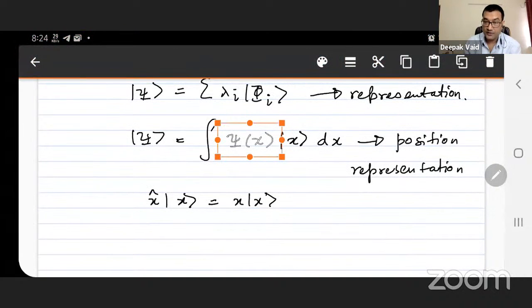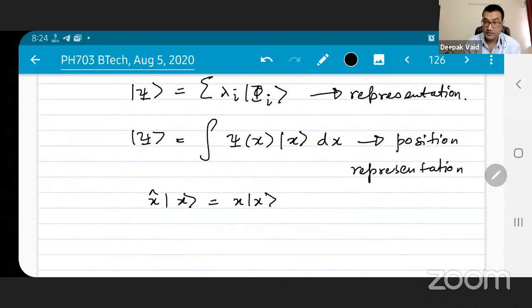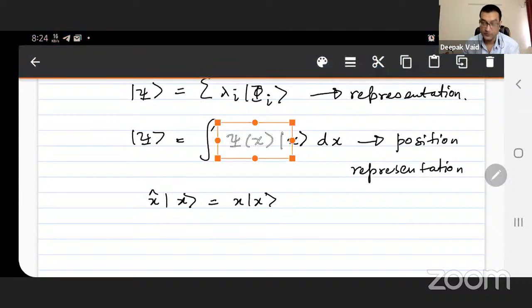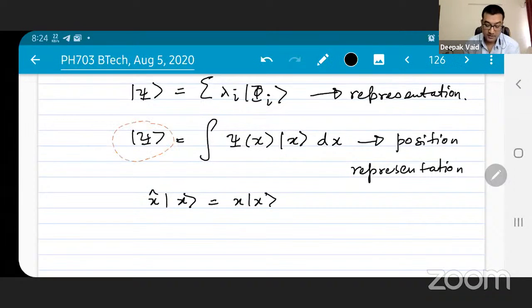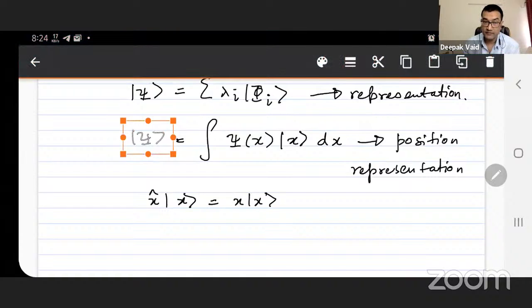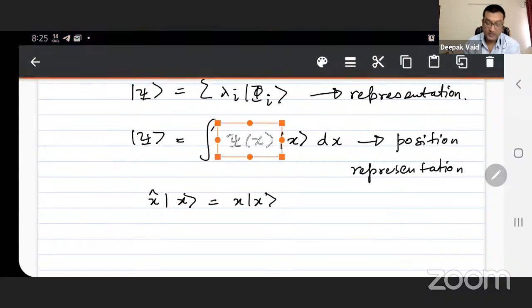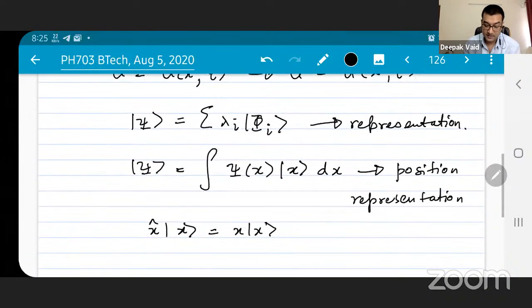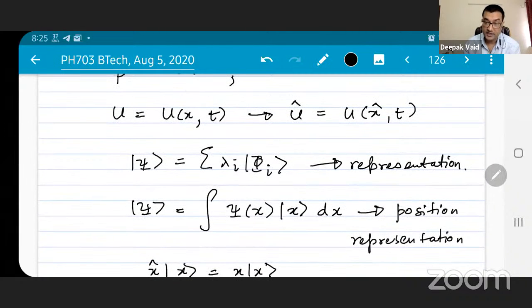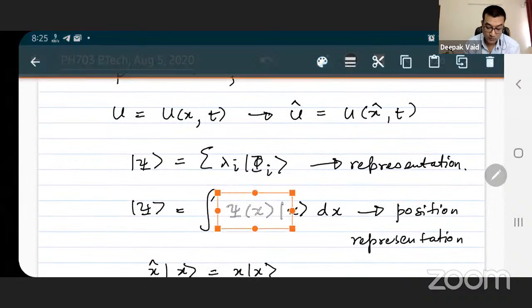And psi of x, which is often incorrectly identified as the wave function. Psi of x is not the wave function, right? It's just a component, the x component of the wave function. The full wave function, the full state vector, is this ket psi. So what we generally deal with are these components, psi of x.